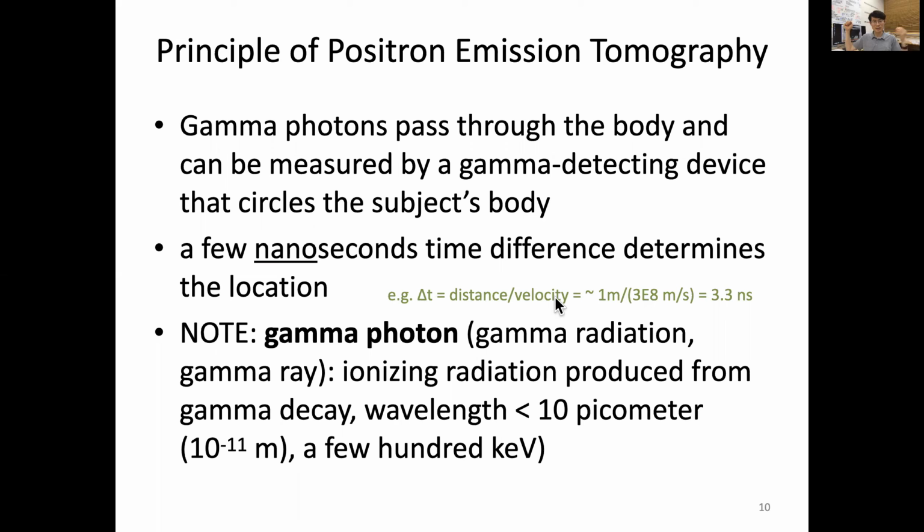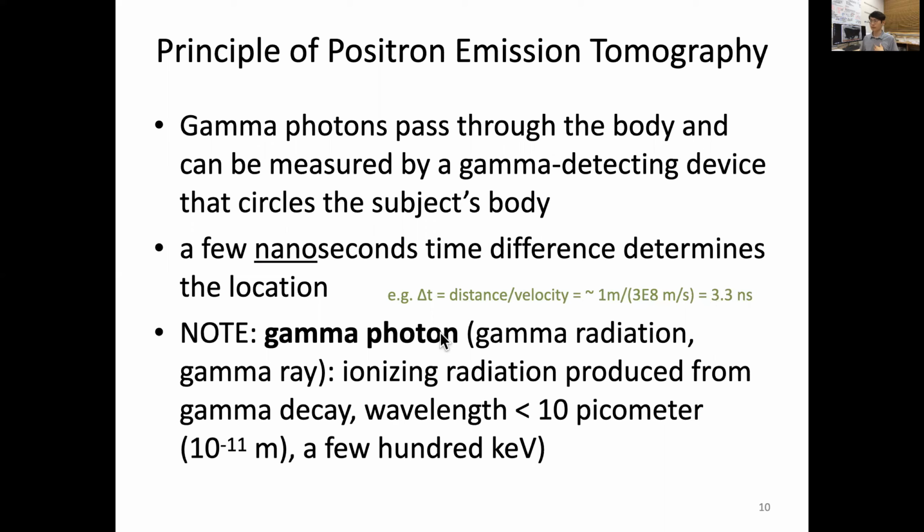In this case, gamma photons pass through space at almost the speed of light, and the distance will be on the order of a meter at the largest. So if you quickly calculate 1 meter divided by 3 times 10 to the 8 meters per second, which is the speed of light, you get a few nanoseconds, which our fast electronics can detect.